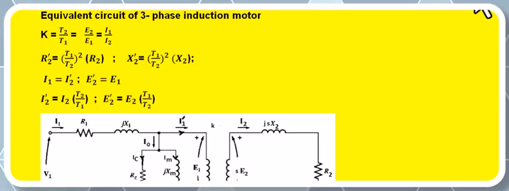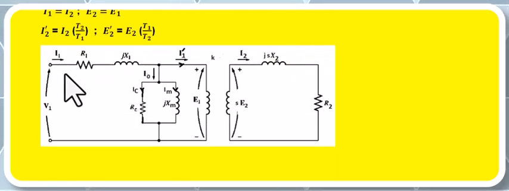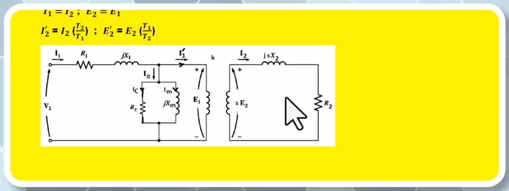Hello friends, today I will discuss the equivalent circuit of three-phase induction motor. This is the equivalent circuit of the three-phase induction motor. It is just similar to the transformer equivalent circuit per phase, and the only difference here is that between the stator and rotor there is no core, it is only air core. So it's air only, that's why no core is provided.